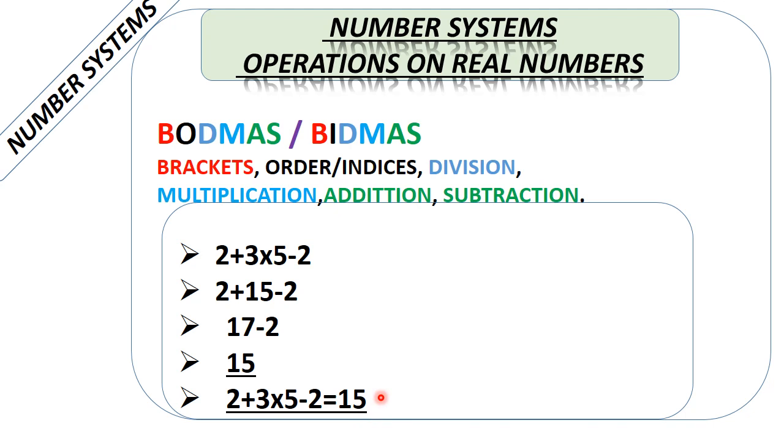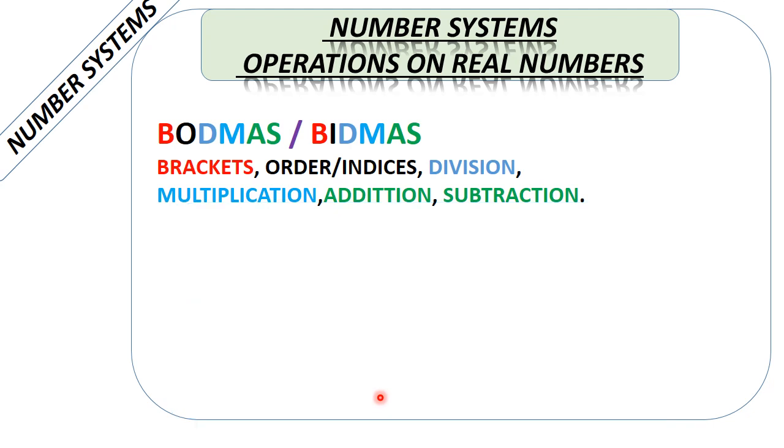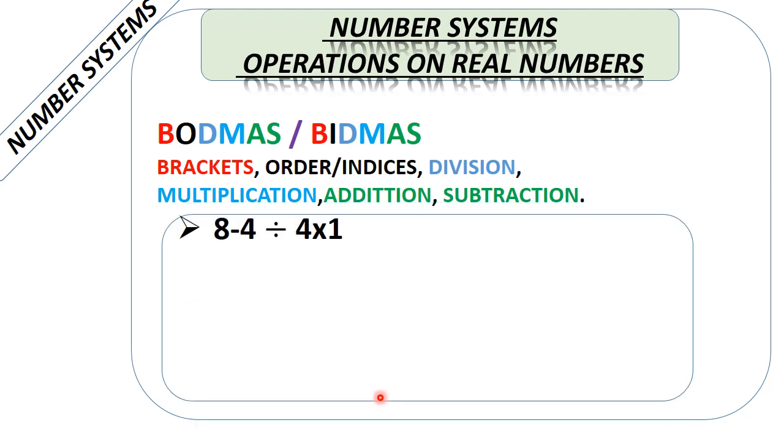Let's take a look at example number 2. Example number 2 says 8 minus 4 divided by 4 times 1 minus 3. Again here, which one goes first? There's subtraction, division, multiplication, division. If we look at BODMAS, division and multiplication have to go first before subtraction. But which one do we choose between division and multiplication? It goes back to the one that's on the left hand side. So we'll start with division.